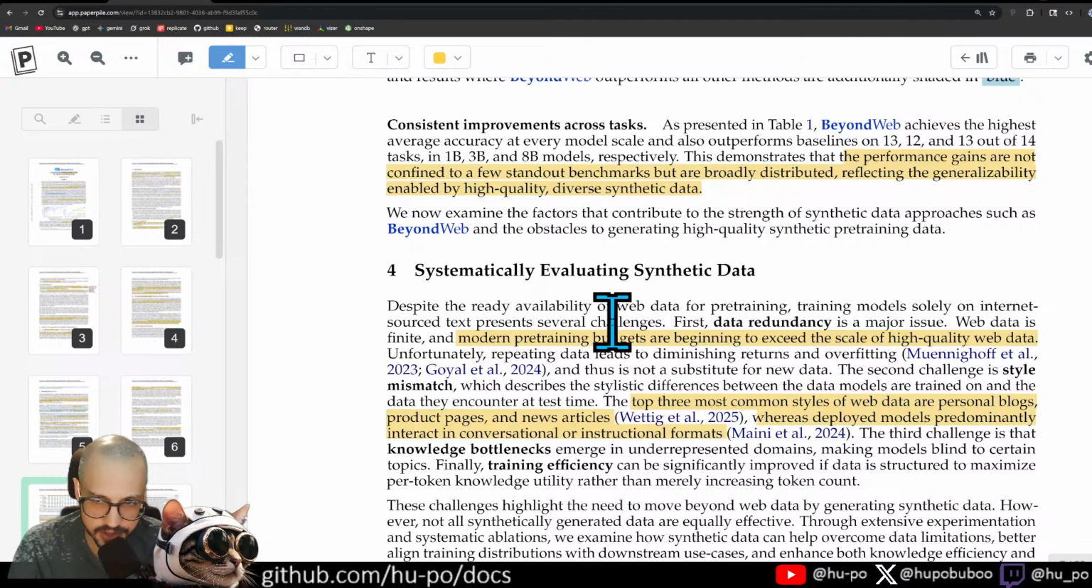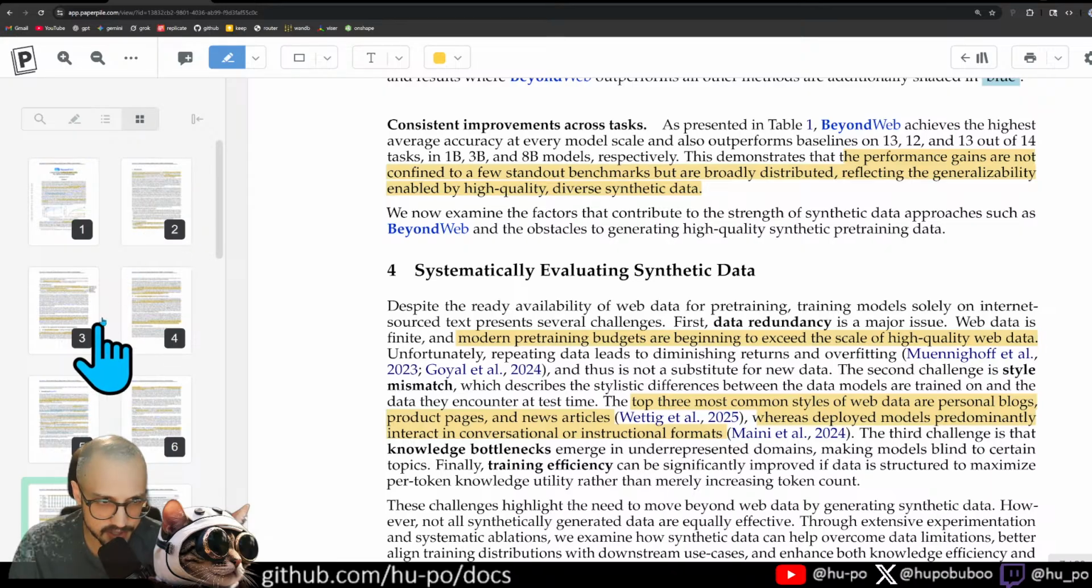Modern pre-training budgets are beginning to exceed the scale of high-quality web data, which means we're basically running out of data. There's this data wall. The top 3 most common styles of web data are personal blogs, product pages, and news articles, whereas deployed models predominantly interact in conversational or instruction formats. So what they're trying to bring attention to here is that ultimately we are using these models in a chatbot capacity, but a huge amount of their pre-training is not in that chat format.